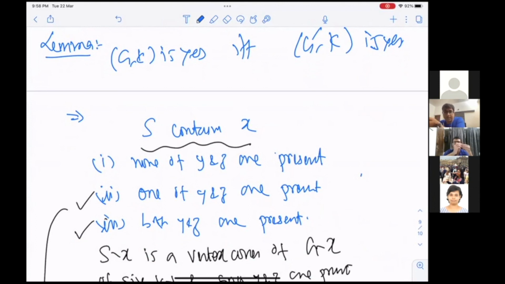Why this is not correct, we'll see now. The forward direction is perfectly valid. Okay, I'll show you.